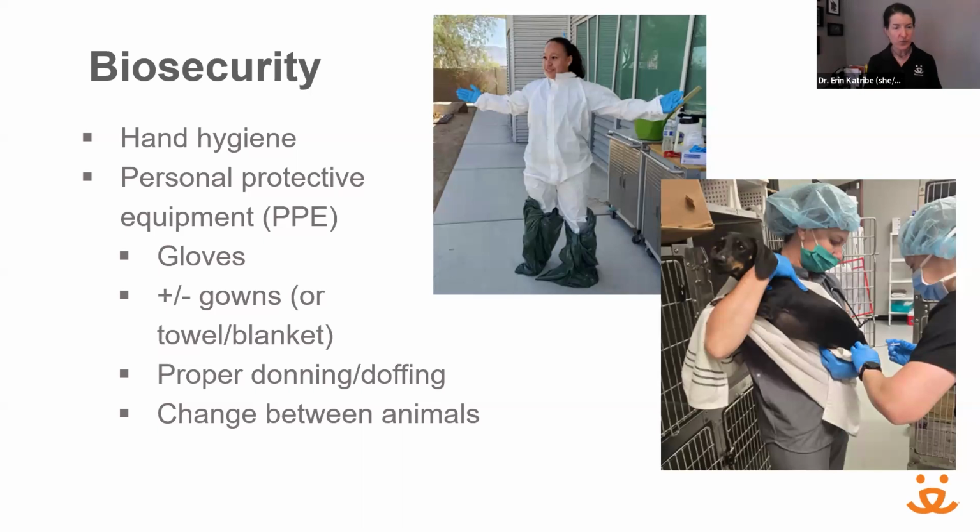When we use PPE, we need to make sure that we're putting it on and taking it off, called donning and doffing, in a way that is not going to actually then contaminate our clothing. And then we need to make sure that we change in between animals. And so gloves do no good in terms of preventing disease spread if we don't change them between one animal and the next.